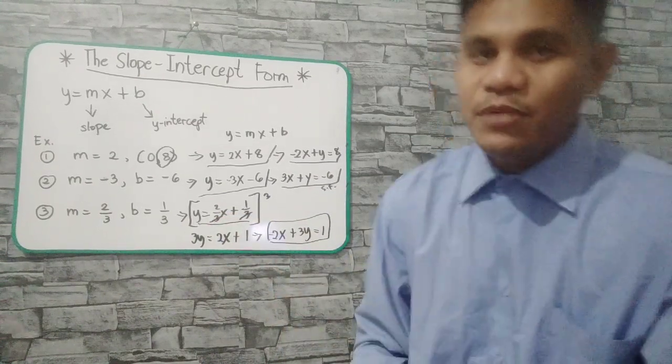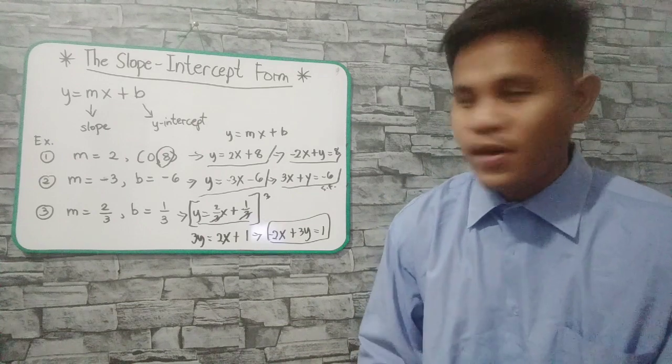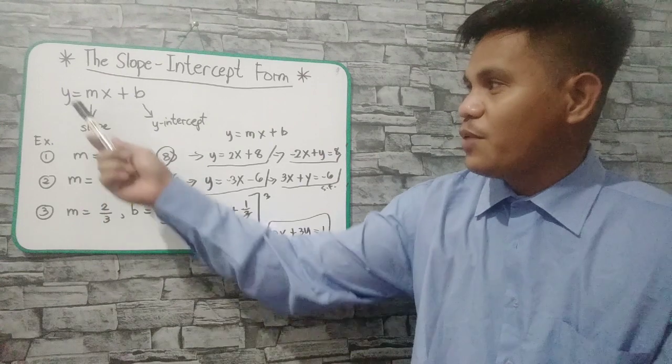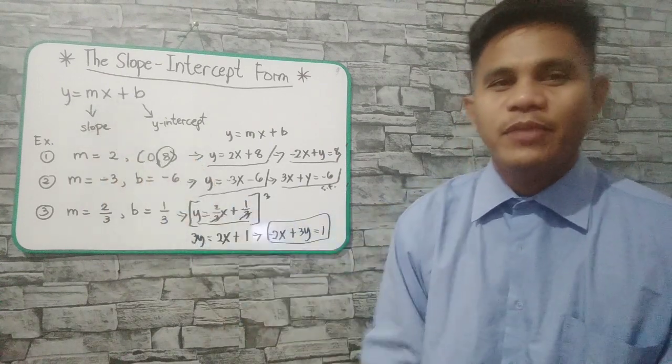I hope I was able to give you an idea on how to write a slope-intercept form using the formula y is equal to mx plus b.